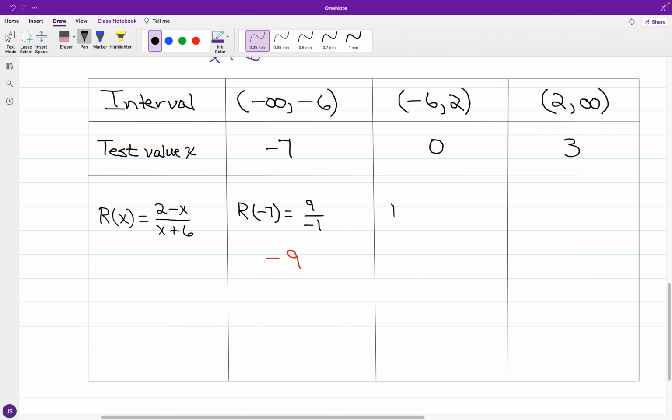And then we have for r of 0, you got 2 minus 0 is 2. 0 plus 6 is 6. And 2/6 reduces to 1/3. And for r of 3, you got 2 minus 3 is -1. And 3 plus 6 is 9. So that is already reduced. So we have -1/9.